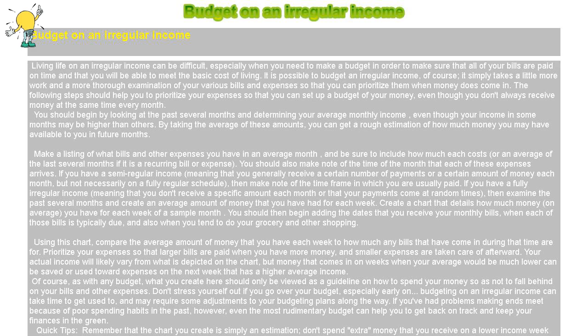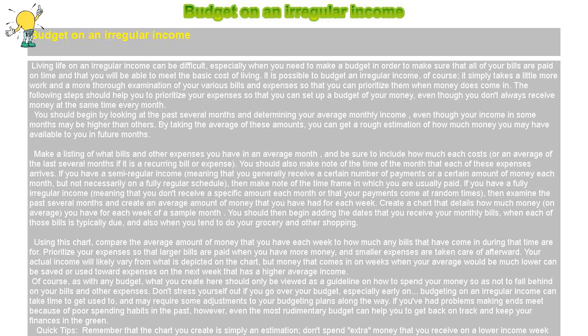Create a chart that details how much money, on average, you have for each week of a sample month. You should then begin adding the dates that you receive your monthly bills, when each of those bills is typically due, and also when you tend to do your grocery and other shopping. Using this chart, compare the average amount of money that you have each week to how much any bills that have come in during that time are for.